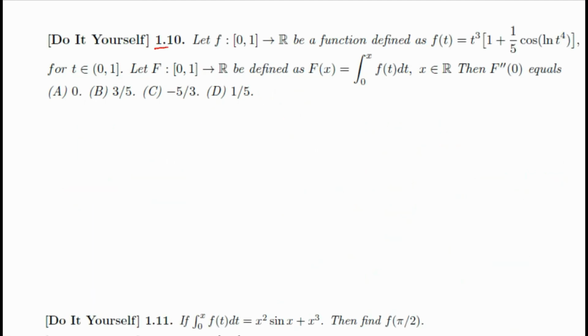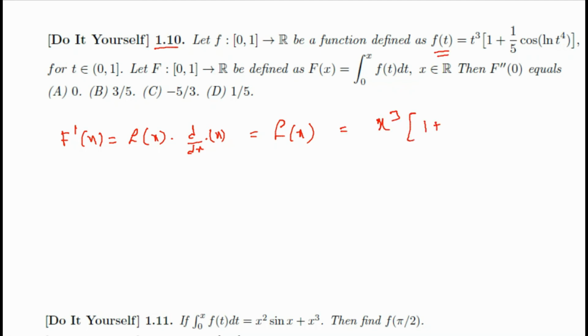Example 1.10 is also a direct application of formula 3. So here f dash x equals f x into d dx of x minus 0. So I am not going to write that. This is f x, and f x will be x cube from here into 1 plus 1 by 5 cos of 4 ln t.